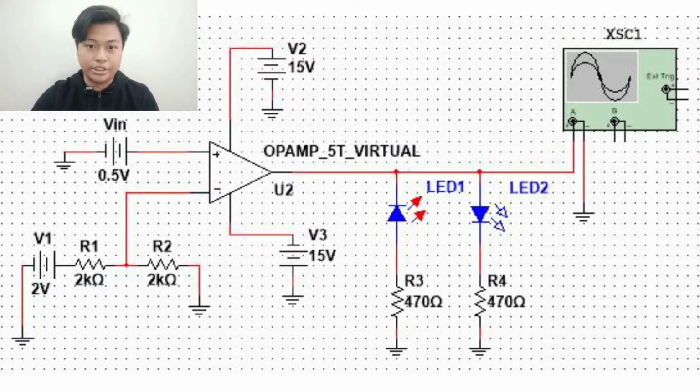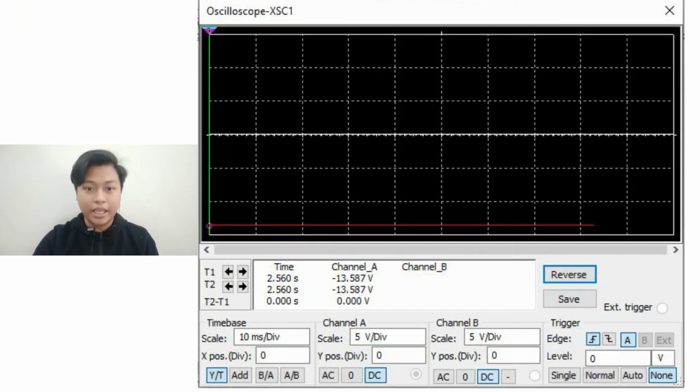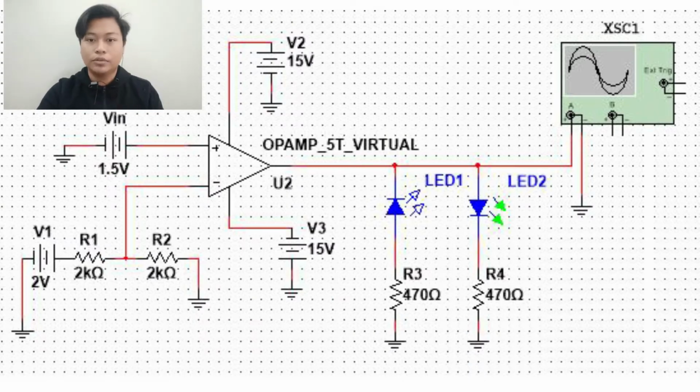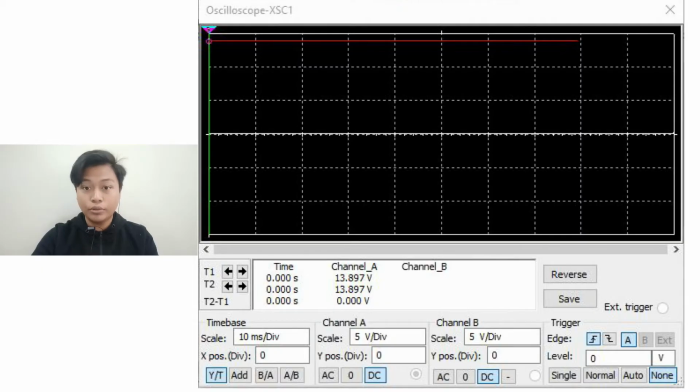So from the simulation, we can see that at 0.5, the red LED will light up, and when we use the oscilloscope to determine the voltage output, it sets negative 13.587 volt. While when we change the value into 1.5 volts, the green LED lights up, and the voltage output is equal to 13, not negative, 13.897 volt. Therefore, we say that this circuit is a comparator circuit, and the calculation with the simulation is the same. Thank you.